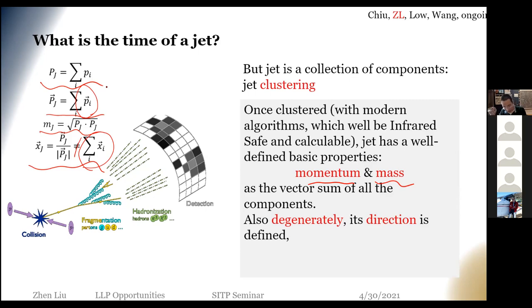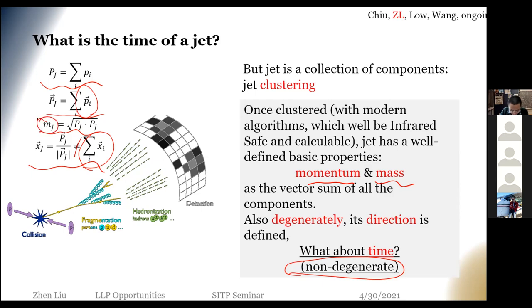But I will show you later, we don't want the time to be like this. The question is now, what about time? Especially, we want to define time in a way that is not degenerate with all the other jet information, because we are going to measure the time of the components and collect them in a way that is linearly independent from the others, so that I can use that as an observable to separate the signal and background, right?